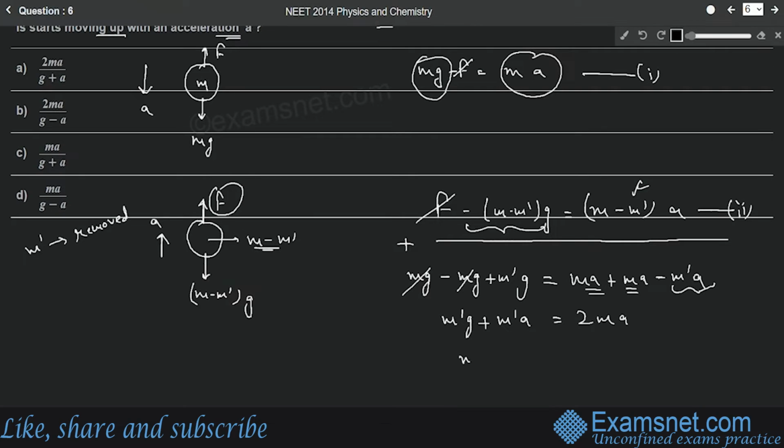So let's take m dash common. So (g plus a), and we have 2ma. So what is the value of m dash? It is equal to 2ma upon (g plus a). Okay, this is the value of mass that has been removed from the balloon. So 2ma upon (g plus a), that means option A will be the correct answer.